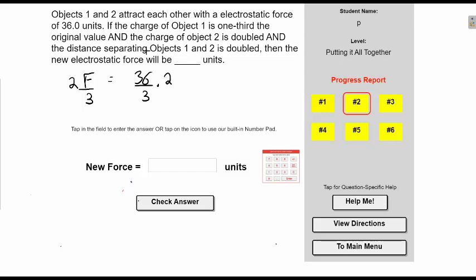And the distance separating object 1 and 2 is doubled. If it gets farther away, it goes on the bottom, right, because it's getting less. And remember, I have to square that. Since it's doubled, I square it to be a 4. Okay, I can do that on my calculator. You can simplify it, or you could just multiply across. 72 divided by 12 is 6.